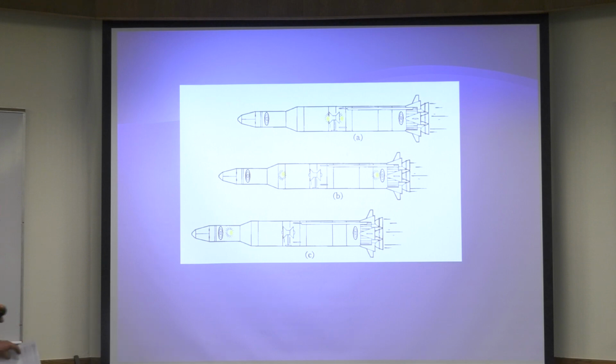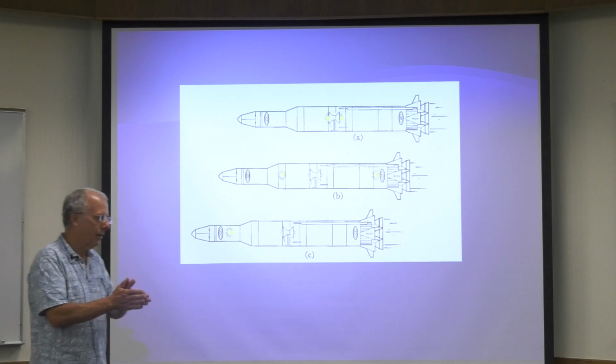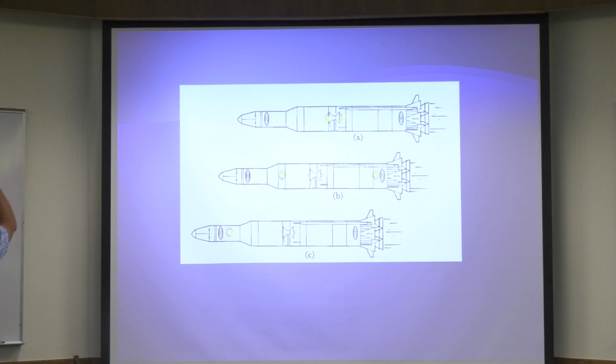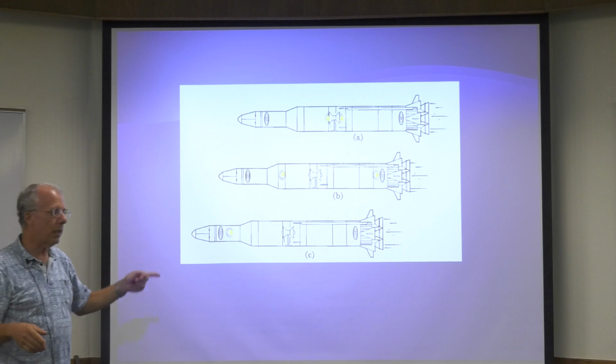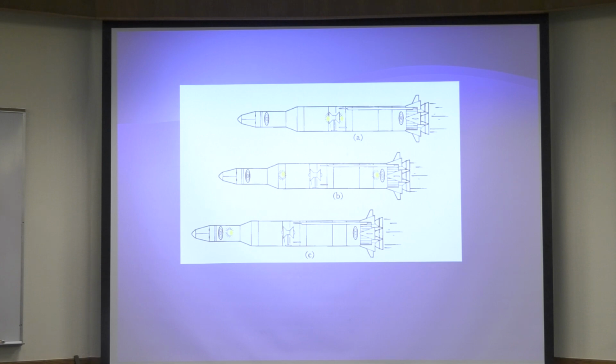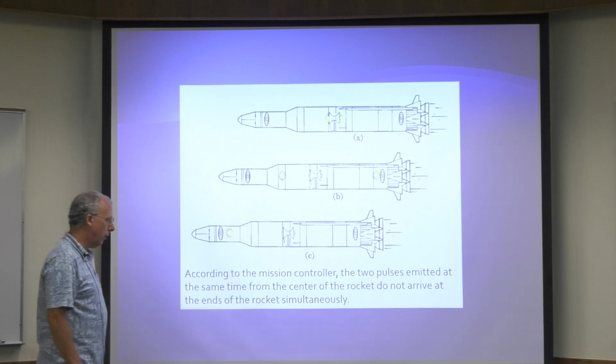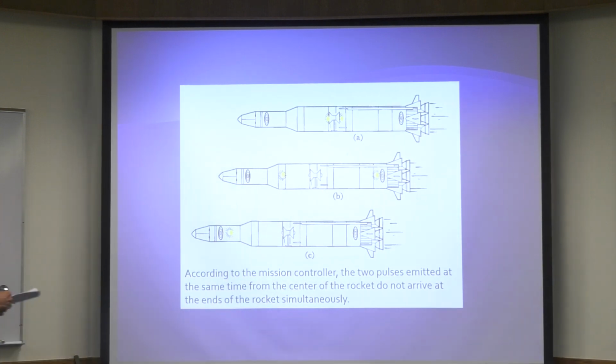That's kind of weird, right? I mean, usually, what do you think? If I clap my hands, if I do that, you say they're simultaneous. But yet, what did we just see? If you were moving past me, you would say that they're not simultaneous. Kind of weird. So according to the mission controller, the two pulses emitted at the same time from the center of the rocket do not arrive at the ends of the rocket simultaneously.